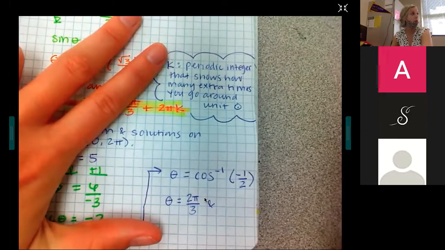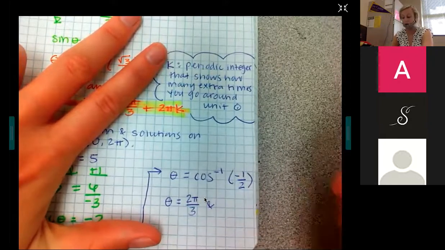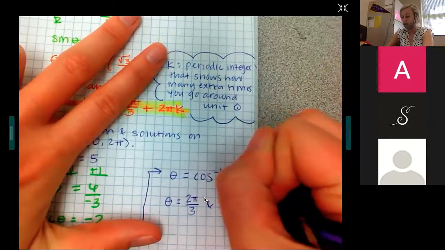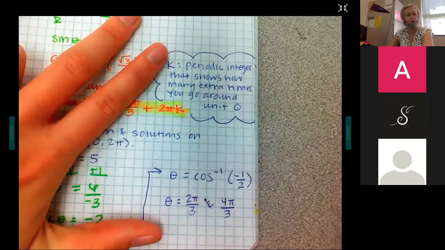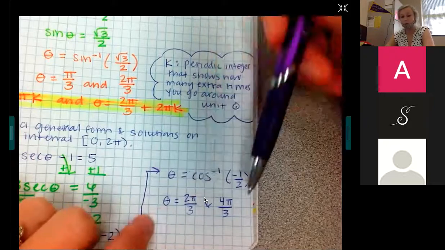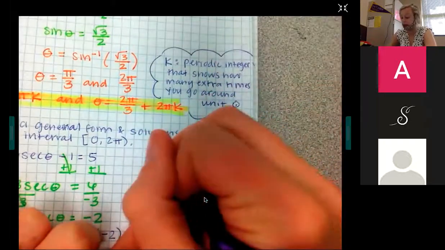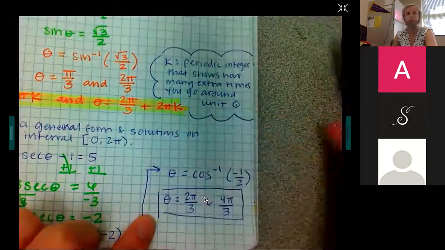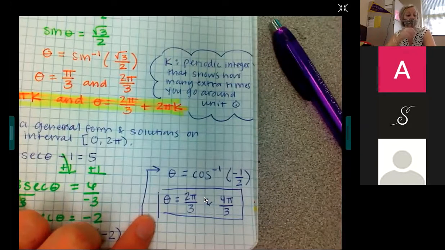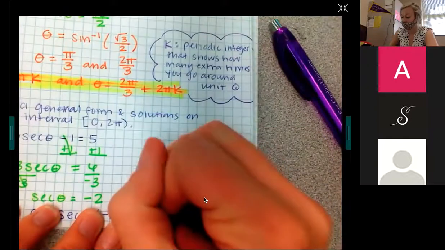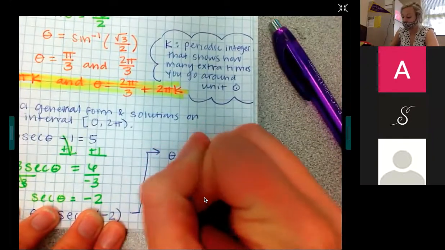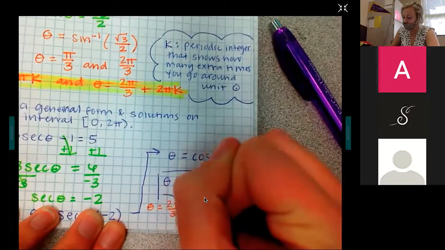What's the pi over 3 angle in quadrant 3? 4 pi over 3. Not 4, 3, I'm sorry. I meant 3. It's negative in 2 and 3. So these are my 2 solutions from 0 to 2 pi. How would you write the general form? Okay, 2 pi over 3 plus 2 pi k.